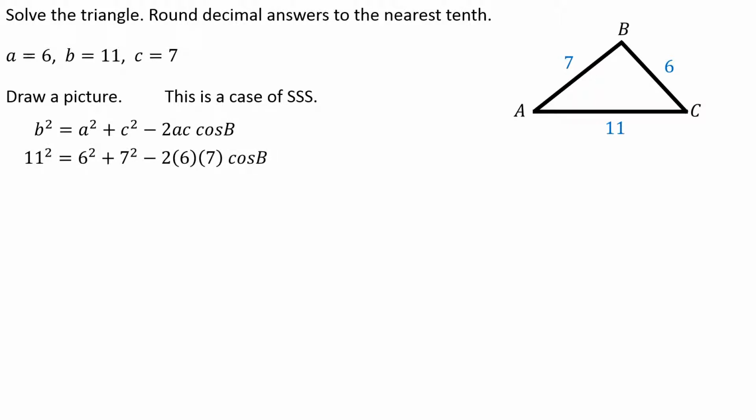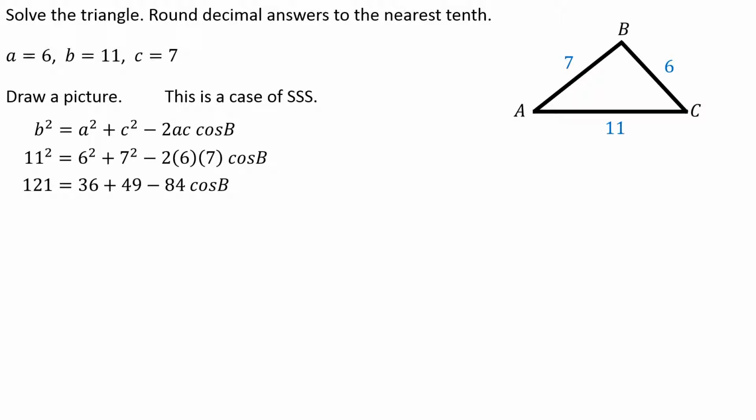So after I write down b squared equals a squared plus c squared minus 2ac cosine b, I then substitute the values I know. Of course, 11 times 11 is 121, 6 times 6 is 36, 7 times 7 is 49, 2 times 6 times 7 is 84.